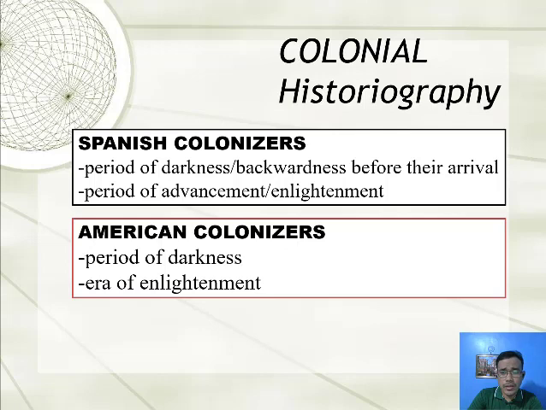And in colonial historiography, from the perspective of the Spanish colonizers, they describe us in two periods. First is the period of darkness before their arrival, and they describe us as being on our way to backwardness, opposing progress. Instead of progressing, we were going in the opposite direction, because they said we are uncivilized, pagans, savages, whatsoever, so they use derogatory terms.